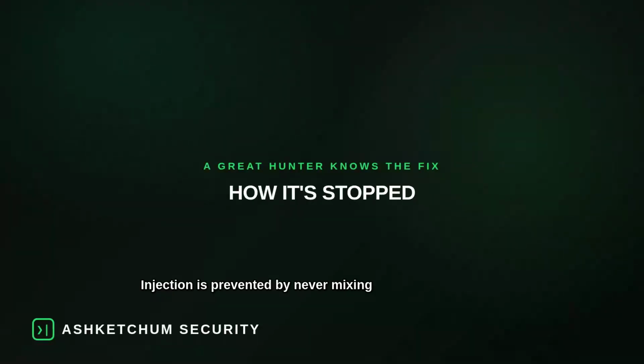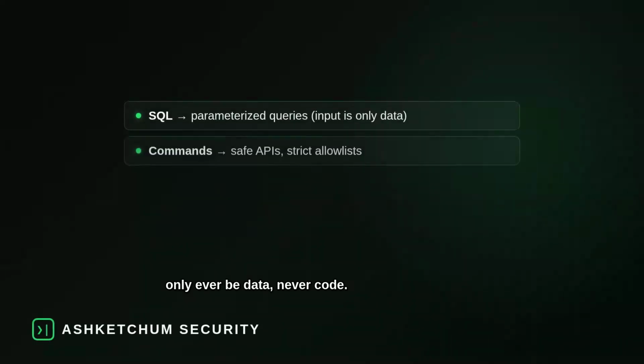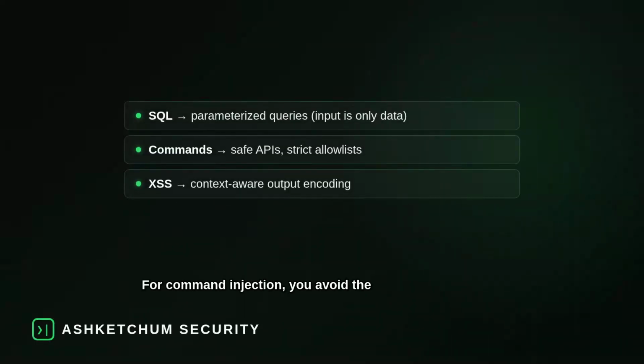Now, the other side, because a great hunter understands the fix. Injection is prevented by never mixing data and instructions. For SQL, you use parameterized queries, prepared statements, where the query structure is fixed, and your input can only ever be data, never code. For command injection, you avoid the shell entirely and use safe APIs or strictly allow-list input. For XSS, you encode output for the exact context, so a browser treats your input as text, not markup. The universal rule: treat all input as untrusted and keep it strictly separated from your commands. When you report an injection bug, you recommend exactly this.